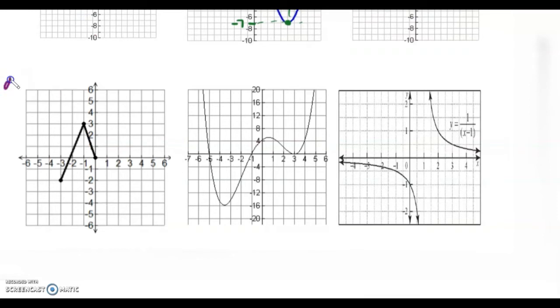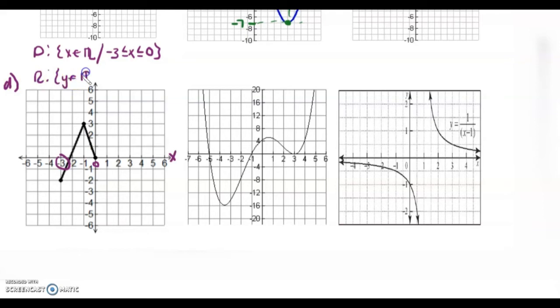Okay, so for D, when we're talking about domain, we're talking about the x values. So this is a continuous function. You don't have to pick up your pencil in order to draw this. So we go from -3 to 0. Okay, so the domain is x is an element of the real number system such that x is between -3 and 0.